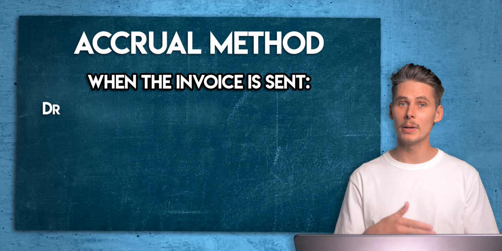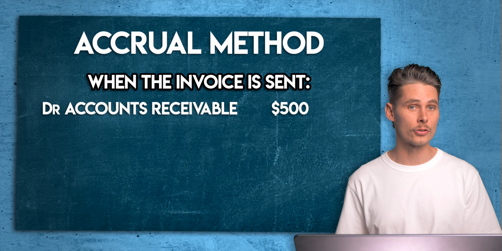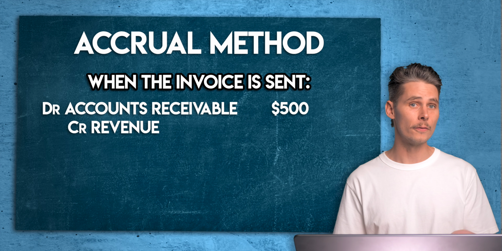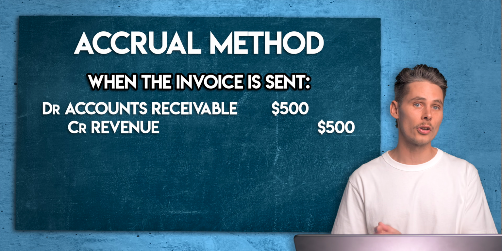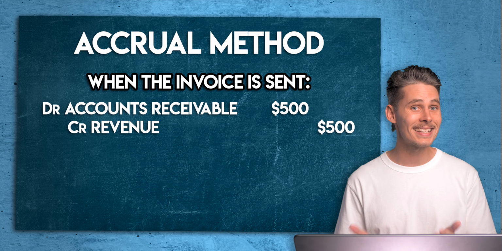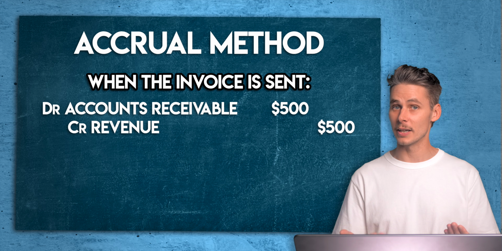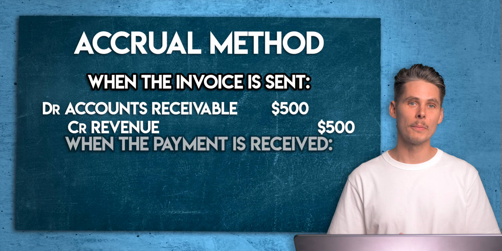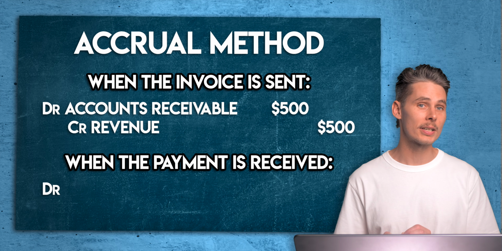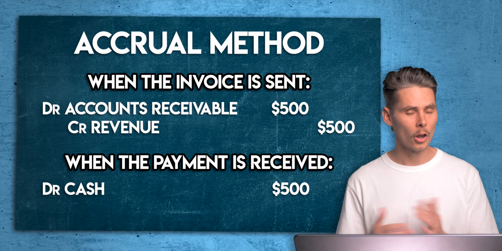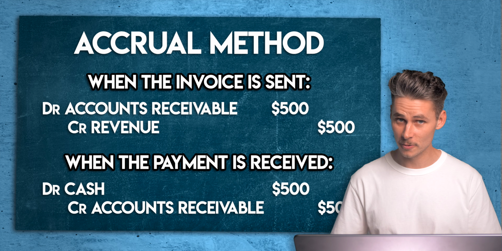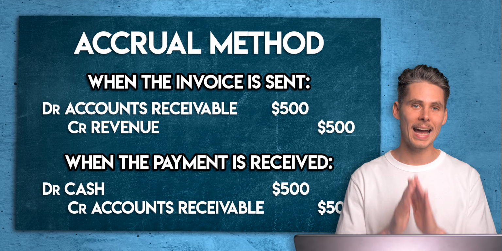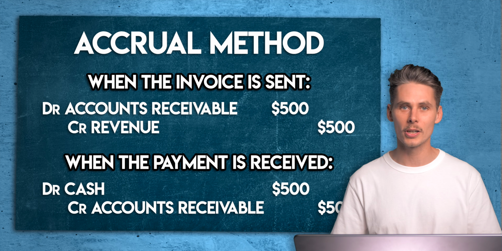You record a debit to accounts receivable for $500 and a credit to revenue for $500. This increases accounts receivable to show that the customer owes you money, and it increases revenue to reflect the income earned. When the customer pays you, you'd record a debit to cash for $500, along with a credit to accounts receivable for $500. This increases your cash balance and clears the amount owed by the customer.